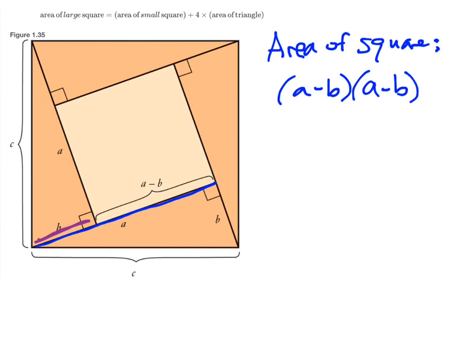Okay, we need to pull in a little bit of algebra to find what that is, but we'll leave that for now. The area of the larger square is a little bit easier because we've just called the side length C. Right, so the area of the larger square is just C times C.